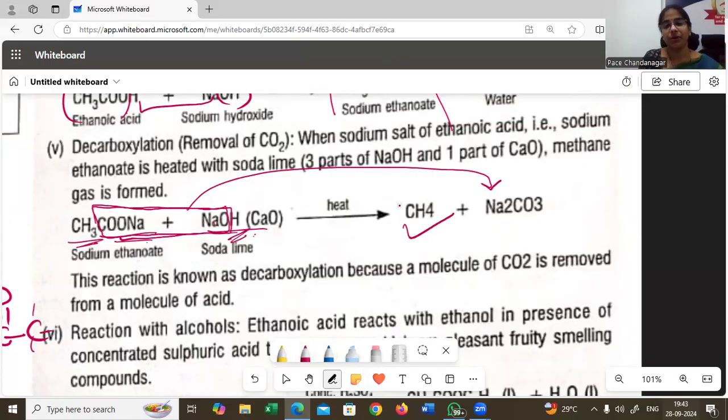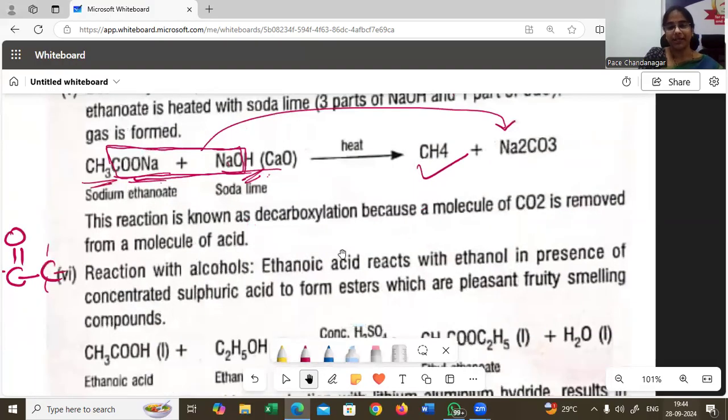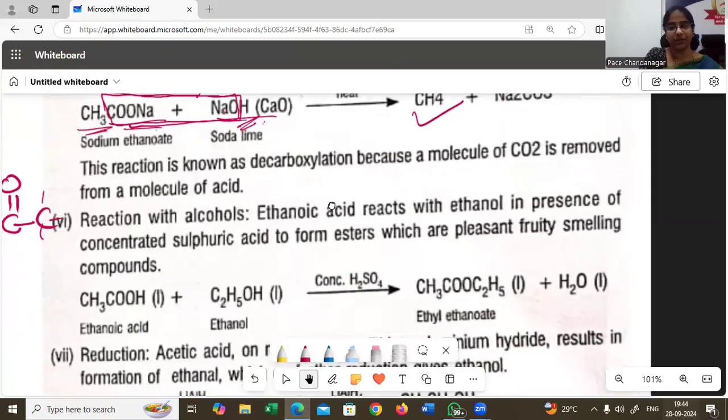So as you heat your soda lime and sodium ethanoate, this is the salt of ethanoic acid, and sodium ethanoate. This is in 3:1 parts. It will give you methane gas. And this is called decarboxylation because carbon dioxide is being removed. Na2CO3 removes your carbon dioxide there.